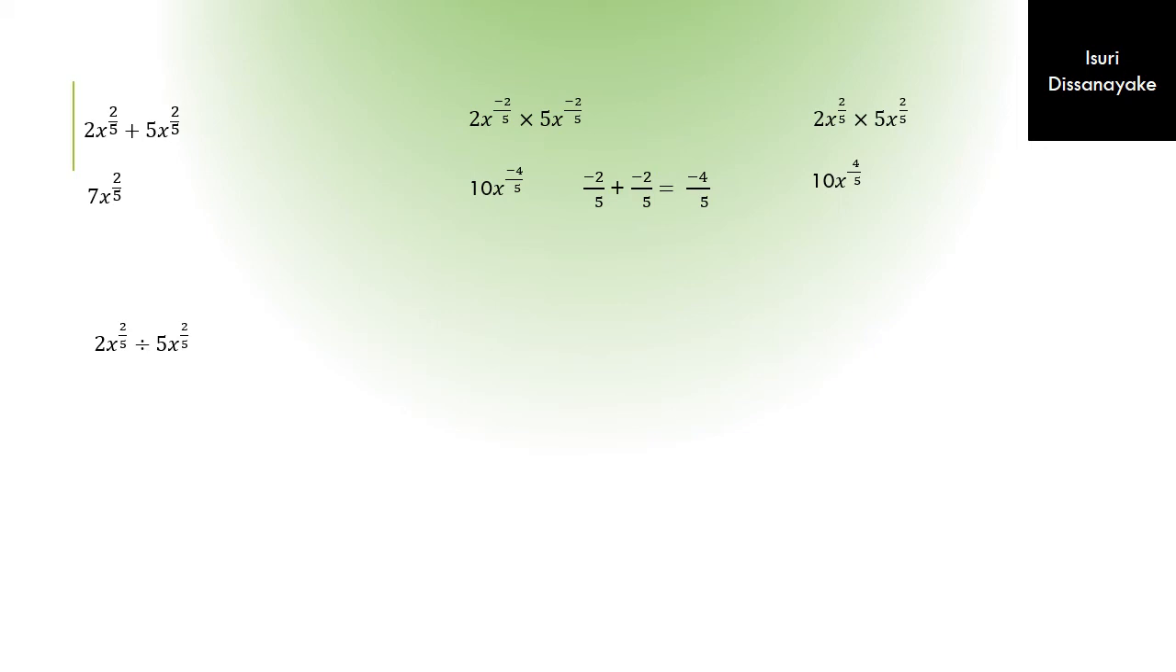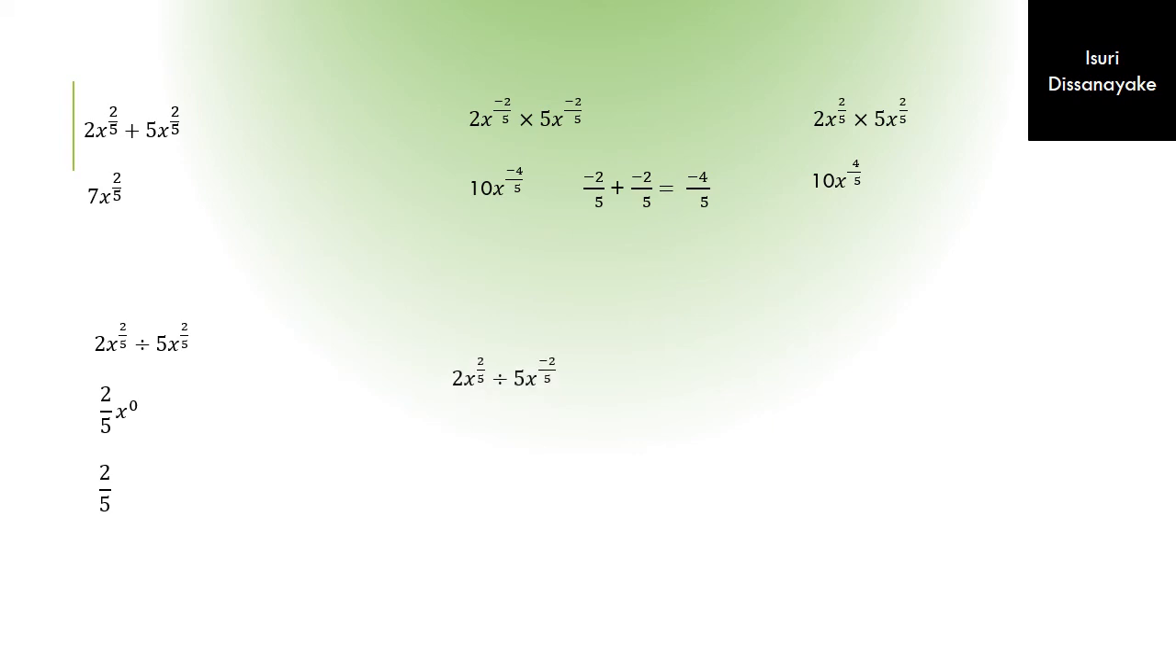So now we have a division. We are going to divide 2 by 5. And we are going to subtract the powers, because when we divide, we subtract the powers. So 2 over 5 subtract 2 over 5, that is 0. And we know that x to the power 0 is 1. So we multiply 2 over 5 by 1. So your answer is 2 over 5.